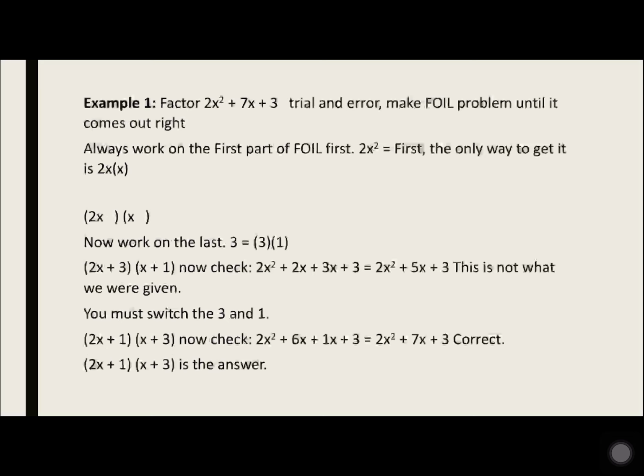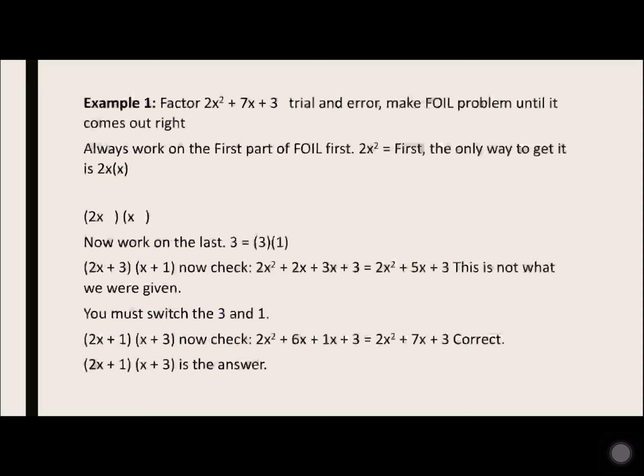Always work on the first part of FOIL first. 2x squared is the first, and the only way to get it is 2x times x. So we're going to make our FOIL problem. We're going to put 2x times x and leave some space for the last. Now work on the last, which is the last number, 3. 3 can only be 3 times 1.